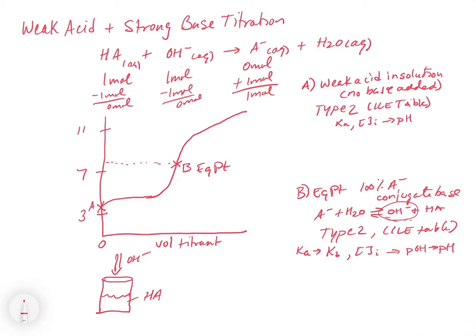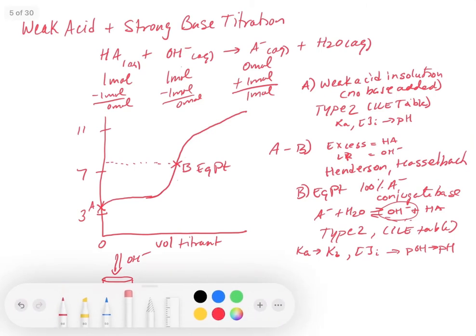Now let's look at what happens between A and B. At A and B, we know from our last example that our excess reagent is going to be the HA, our limiting reagent is going to be the OH minus, and the pH in this case is going to be controlled by Henderson-Hasselbalch. So let's talk about Henderson-Hasselbalch a little bit and why that applies here.